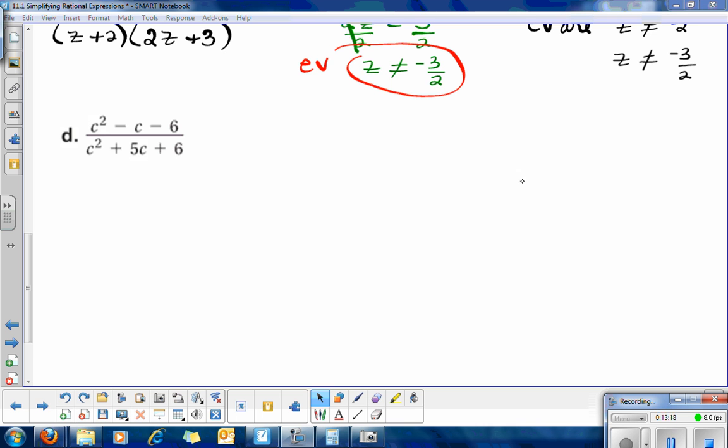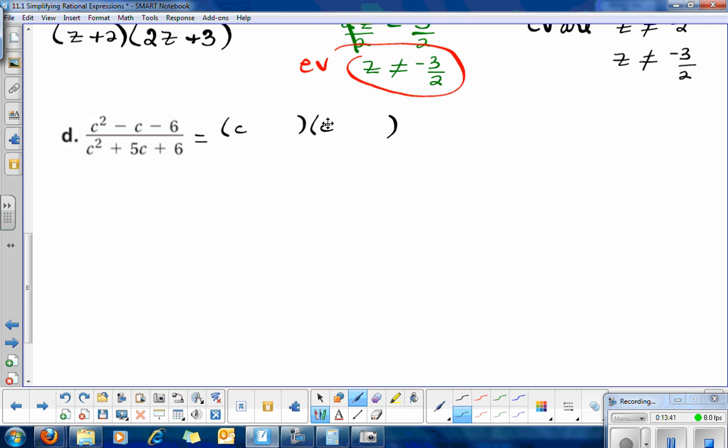Okay, so for problem D, if you'll notice, you have two trinomials, one in the numerator and one in the denominator. And we're going to go ahead and factor both of them. Okay? So here in my numerator, I'm going to end up with two binomials, and c squared is rewritten as c times c. 6 will, let's see, we've got 2 times 3 and 1 times 6. So 2 and 3 are the numbers that I'm going to use, okay?